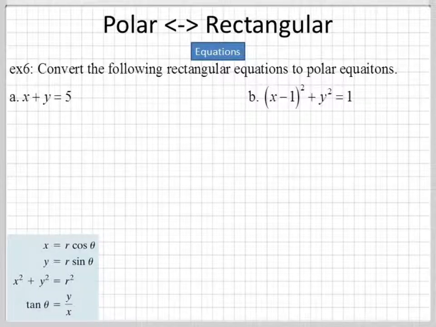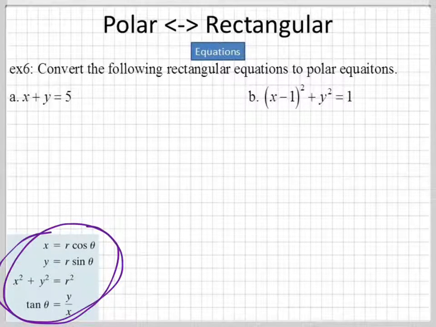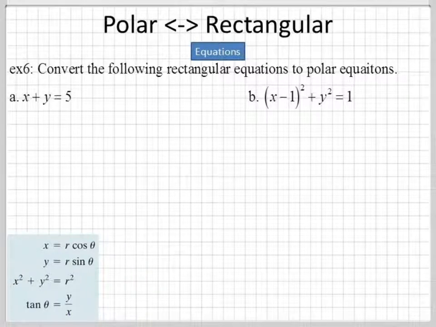On Monday we looked at converting coordinates from polar to rectangular, rectangular to polar, and we used these equations down here. Well, we're going to use them still to convert equations from rectangular to polar or polar to rectangular. I think going from rectangular to polar is easier to understand with equations than going from polar to rectangular. So we're going to start out with rectangular to polar.